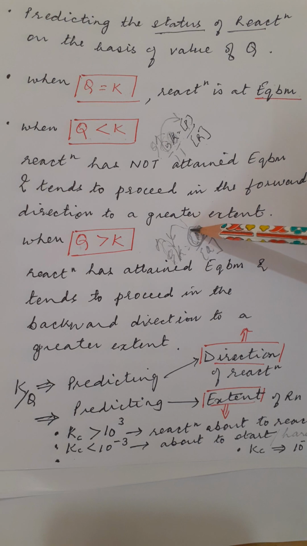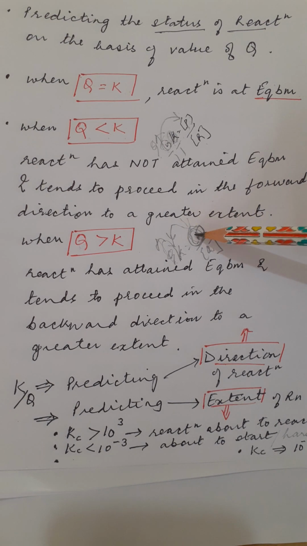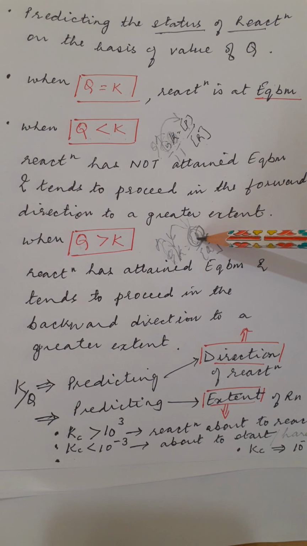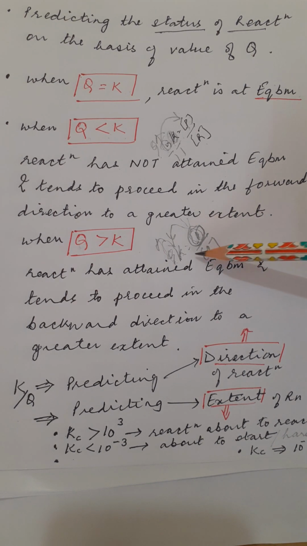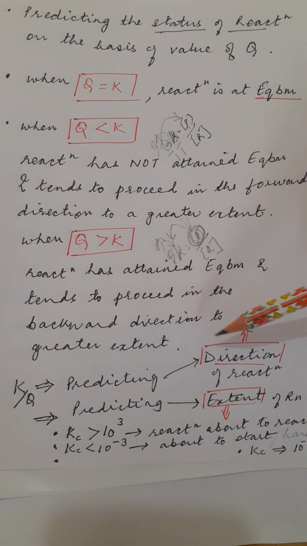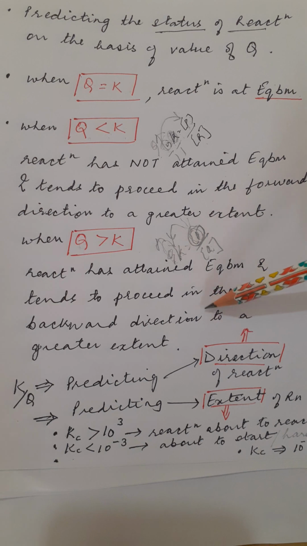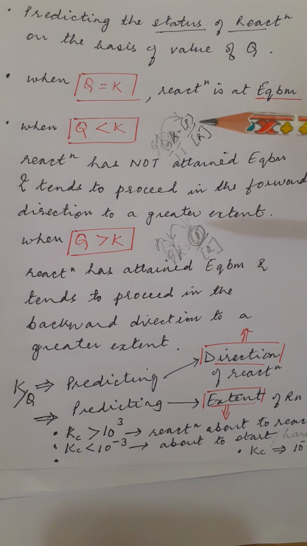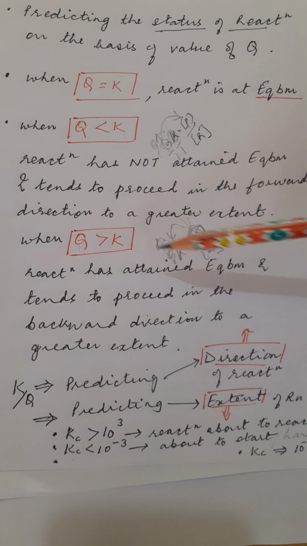So the concentration of product should become less, and the concentration of product will become less if the product is consumed. And how will the product be consumed during the reaction? When the forward reaction is happening to a greater extent than the backward direction. So here you will make a conclusion that this Q has become greater than K.